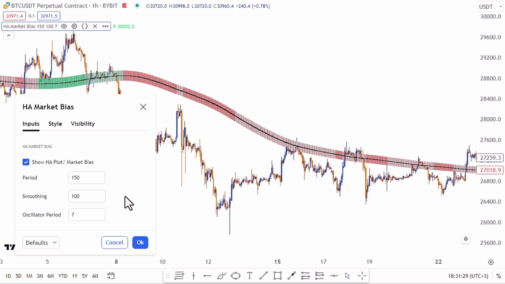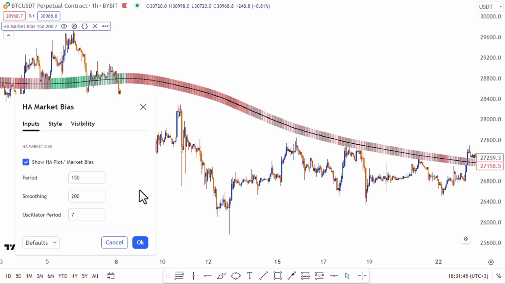Next, let's discuss the smoothing setting of the market bias indicator. The smoothing value determines the smoothness of the indicator's calculations. It acts as a filter to reduce noise and clearly represent the underlying trend. A higher smoothing value, such as 200, would result in a smoother indicator line, reducing short-term fluctuations. Keep in mind that while this means the indicator will provide a clearer view of the market bias, it causes the indicator to become less reactive, making the reading it provides less precise.